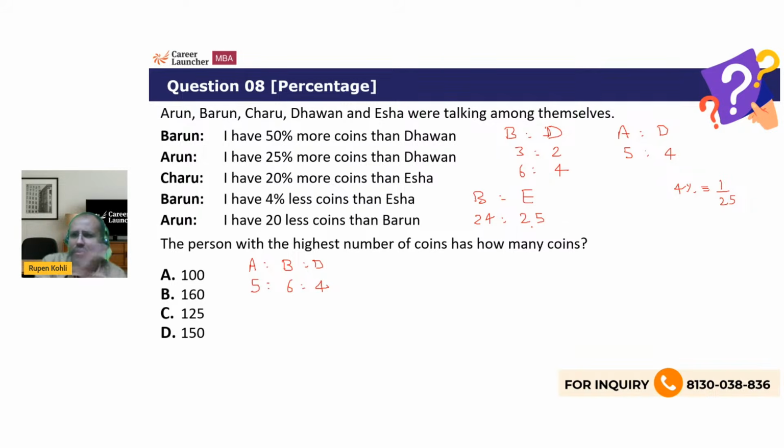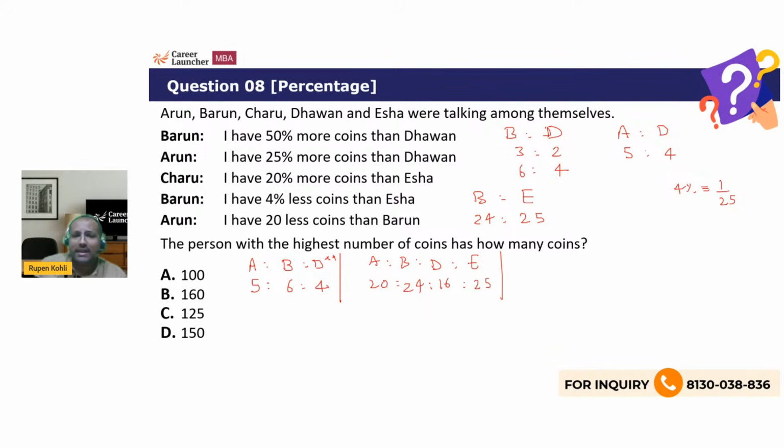That's all that is there in this question. Now Barun here is 6, here it is 24. So to merge this ratio, A, B, D and B is to E, now I'll merge these two, right? So I need to multiply this ratio with 4, because 6 into 4, 24 will be matching here. So A, B, D is 5 into 4, 20, 6 into 4, 24, 4 into 4, 16. Now B is to E was 24 is to 25. So now I have connected this also.